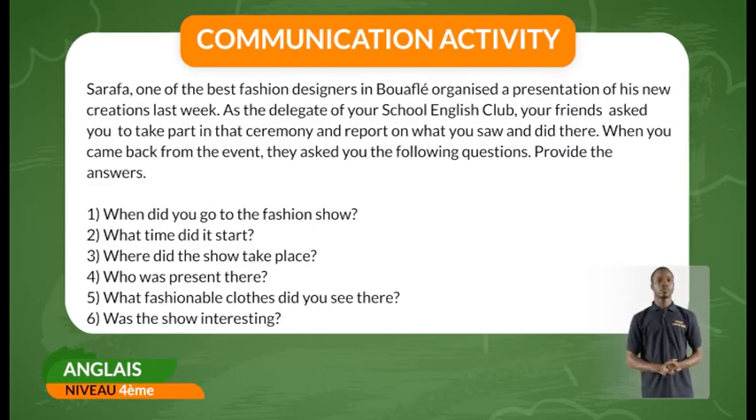Now, let's read the instructions again. Sarafa, one of the best fashion designers in Boafle, organized a presentation of his new creations last week. As the delegate of your school English club, your friends asked you to take part in that ceremony and report on what you saw and did there. When you came back from the event, they asked you the following questions. Provide the answers. So, your friends asked you to participate in a fashion show as their delegate. And when you came back, they asked you some questions about what happened there during the fashion show. So the questions are listed here. You read them and you answer them.